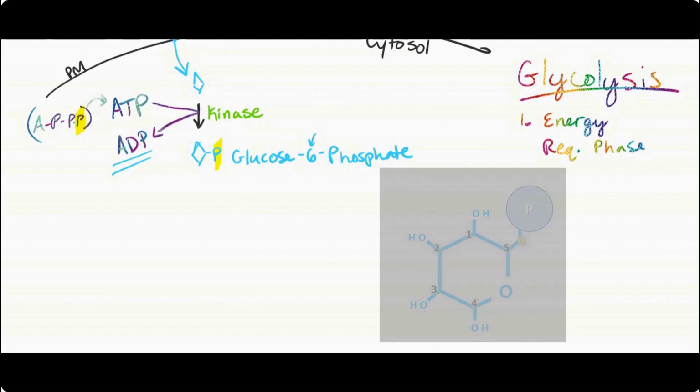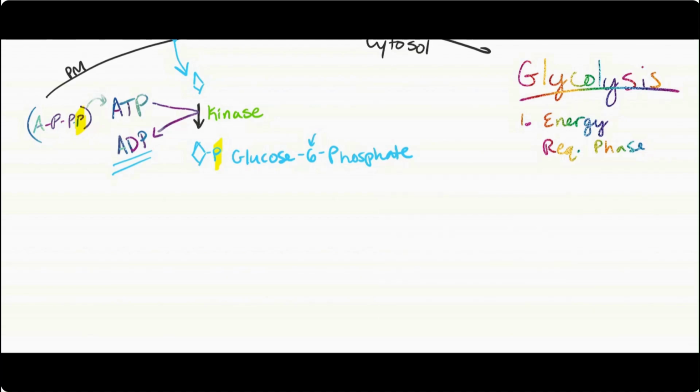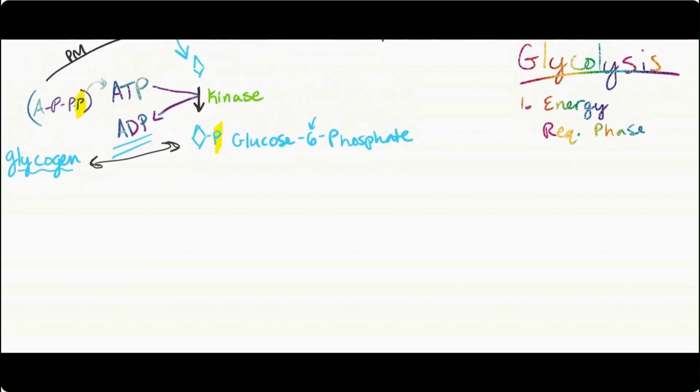Sound good? And for any of you who like to go above and beyond, and have heard the term glycogen: remember, glycogen is something we talked about way back in Unit 1. Glycogen is how animals store their energy, right? That's how they can store glucose to be used later. This is where we get glycogen from, actually: a side reaction can happen here if there's a lot of glucose 6-phosphate building up in the cell. Through a different process, through different enzymes, glucose 6-phosphate can be converted into and stored as glycogen. Sound good? Okay, so that's just step one of the energy requiring phase. So let's keep moving forward.